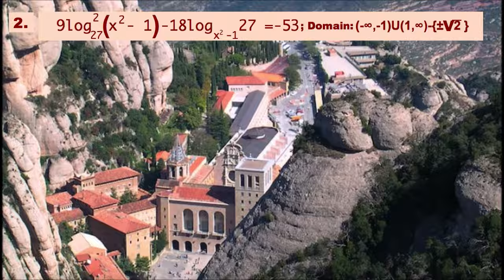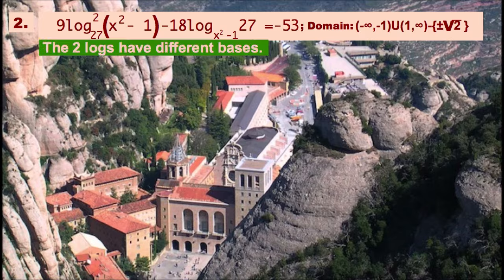Now, we can write our domain. The domain is the open interval negative infinity to negative 1 united with the open interval 1 to infinity, minus the set made of plus or minus square root of 2. Now that we have that mouthful of a domain down, let's get to solving.